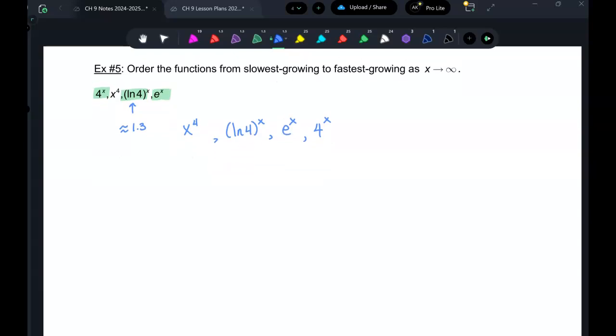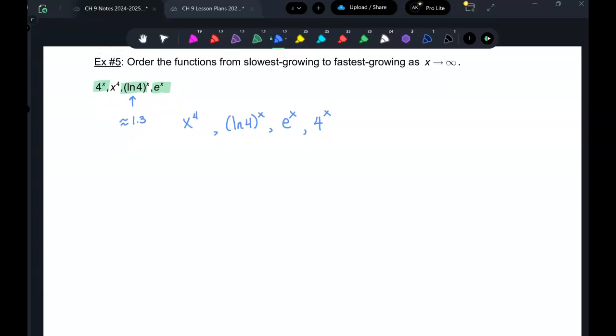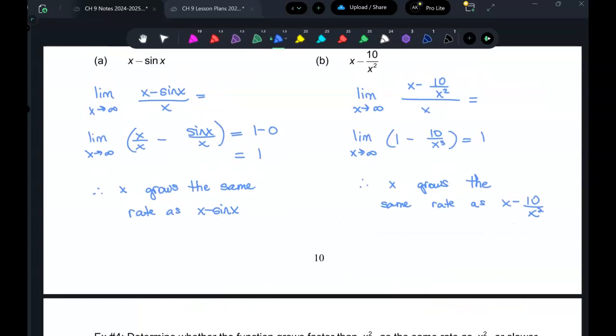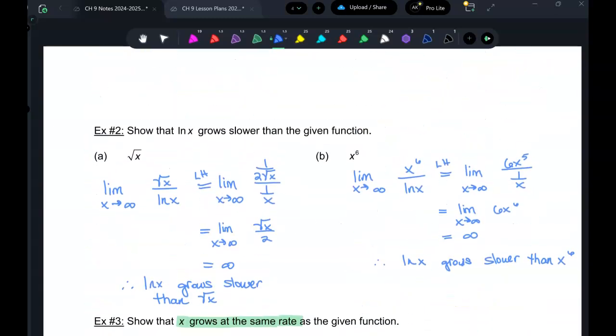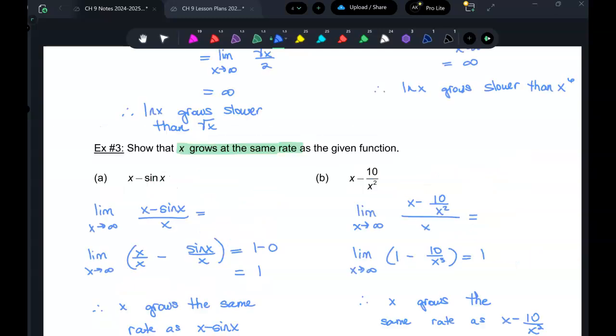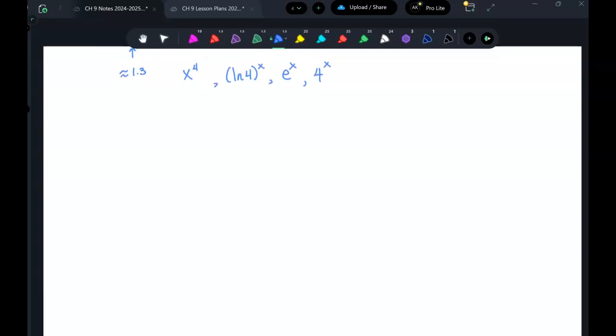Okay, so let's expand that to slowest to fastest. Looking at the functions that we evaluated, which ones do you think grow the slowest? Logarithms grow the slowest out of anything. So first is logarithms.